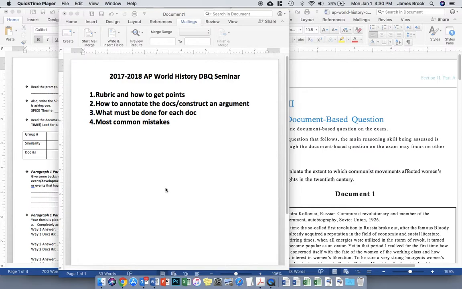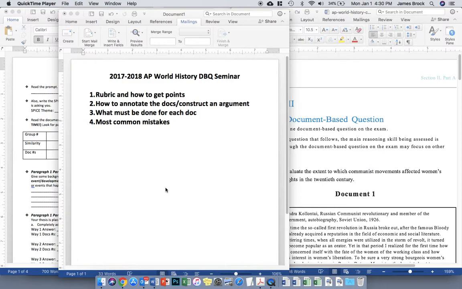Number 3, I'm going to show you what has to be done for each document to make sure you get the points. And number 4, as a guy that's graded thousands and thousands of these, I can definitely tell you the good, the bad, and the ugly. And so I'm going to show you the most common mistakes. I've actually just graded about 50 of these, and this is what led me to make this video.